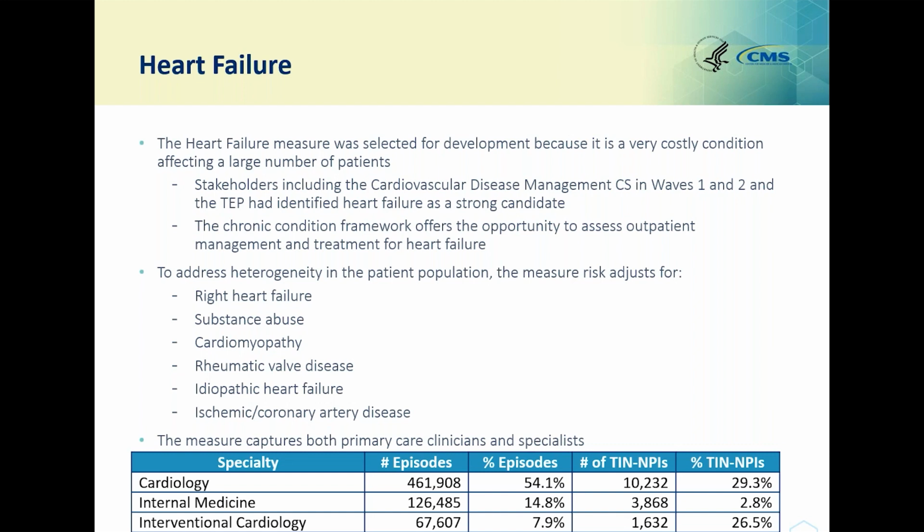This table shows some summary statistics about the number of episodes and clinicians being attributed under this measure when applying a 20-episode minimum. As you can see, the heart failure measure does indeed capture both general and specialist clinicians. Cardiologists have the largest number of episodes and also make up the largest share of clinicians being attributed, with over 10,000 clinicians being attributed. This last column shows the share of clinicians within a given specialty that are being covered. So this is showing that around 30% of cardiologists have at least 20 heart failure episodes.